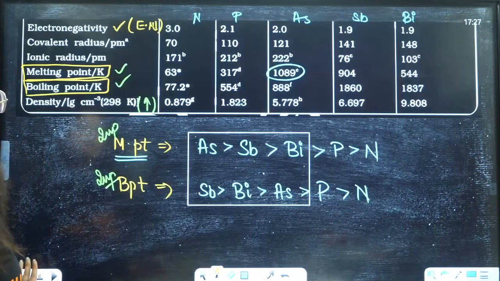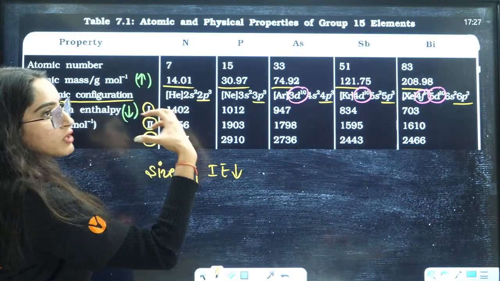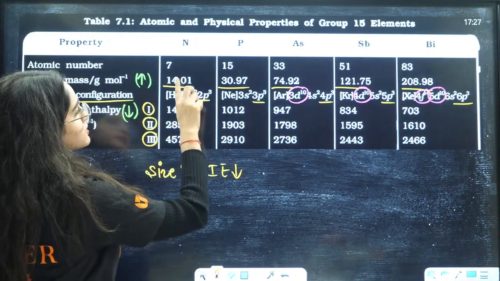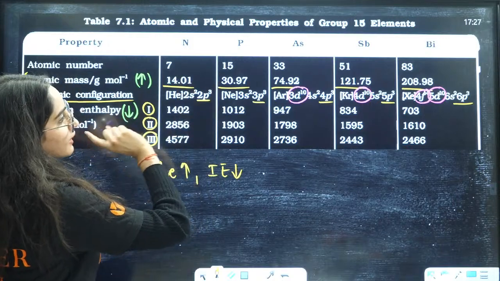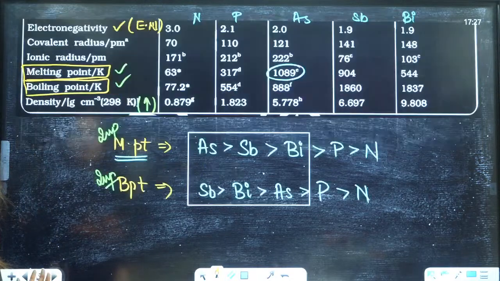Basically, what they are saying is that the radius, the size here, is increasing down the group, right? It is increasing from 14 to 30. There is a change. Wait a minute, where is the radius?